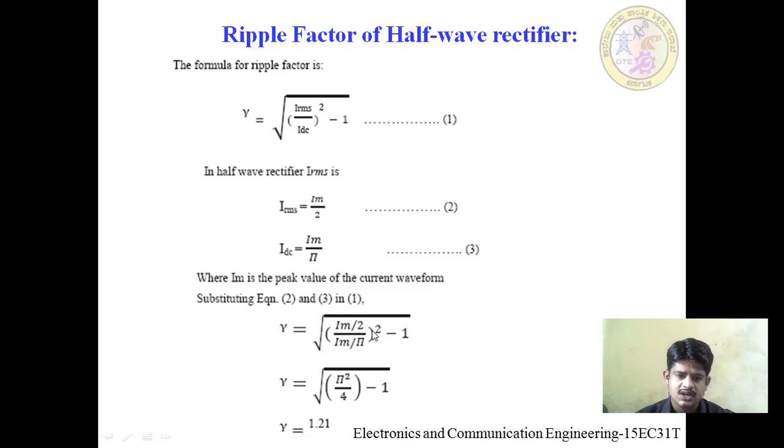Simple calculation. Since it is having a whole square, both will be squared. Pi goes to the numerator and it is pi square. 2 comes to the denominator and 2 square will be 4. So this simplification will be pi square by 4 minus 1. It's a simple one. If we calculate this, it will come out as 1.21. So this is how we get a ripple factor of a half wave rectifier as 1.21. You just need to remember these three equations and you'll get the answer. So just go through this.